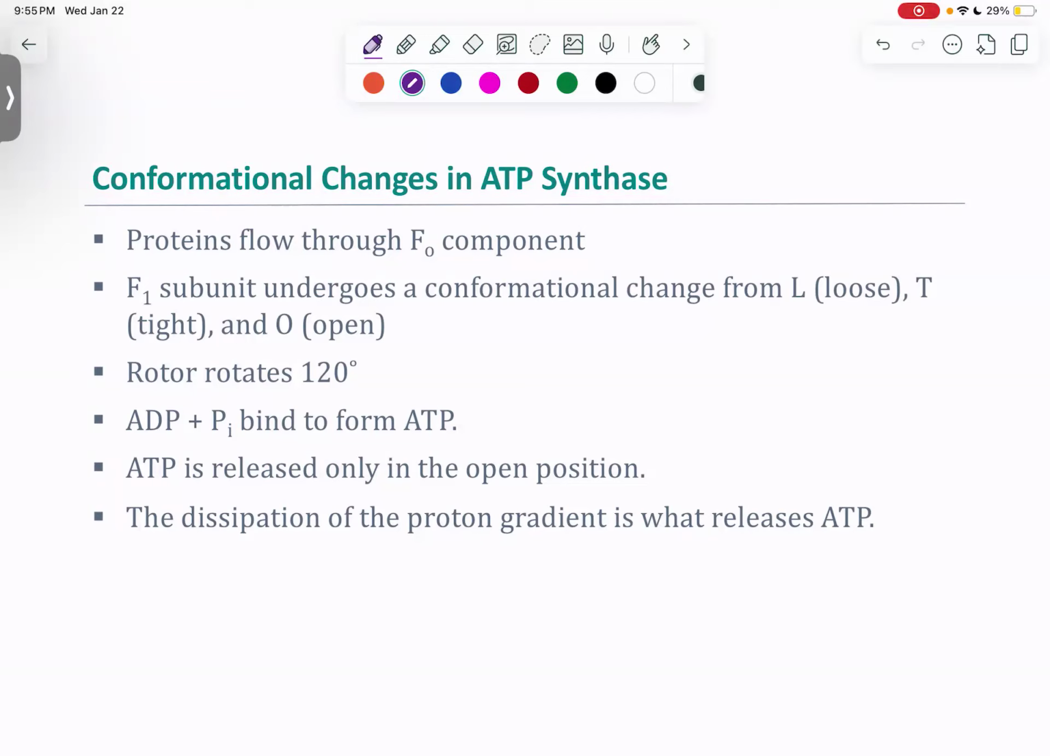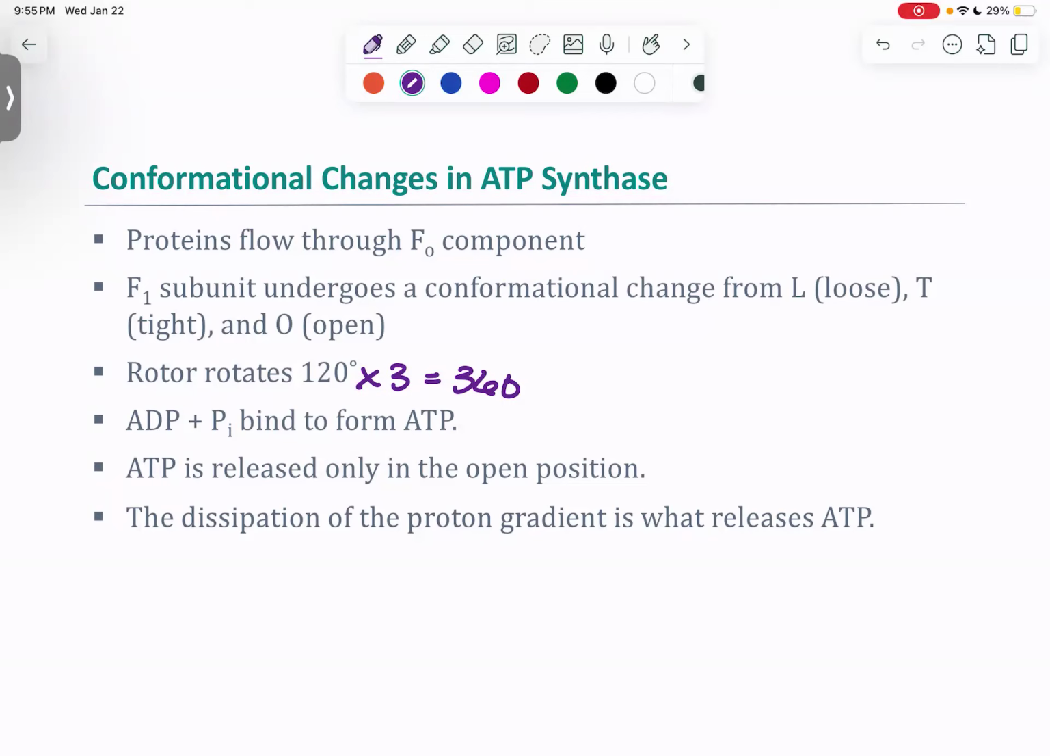And so if you think about this, why are there 3 different conformations? Well, each one of the times that rotor moves, it moves a whole 120 degrees. So if you think about that, right, 120 times 3 gives me 360. So now I'm back to where I was. So I can do it all over again, which is really, really important in biochemistry.